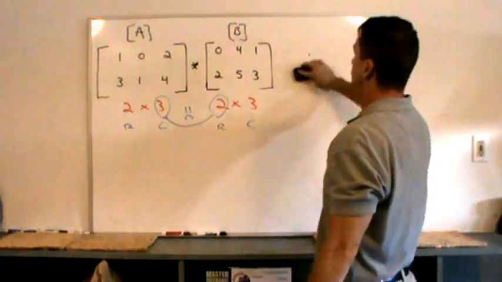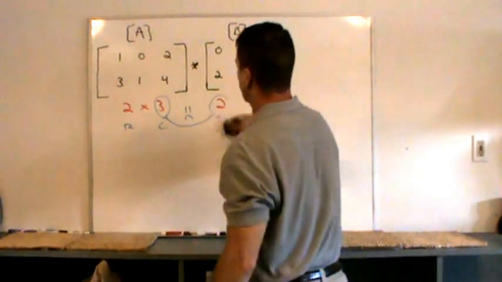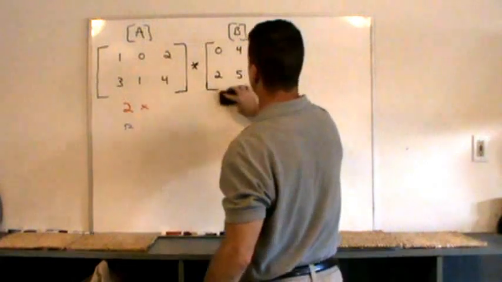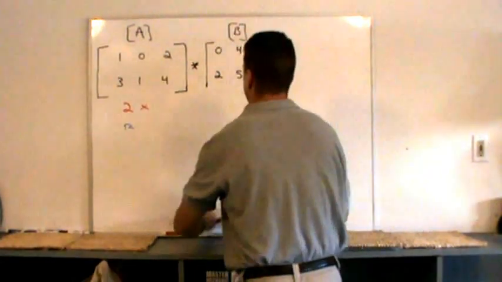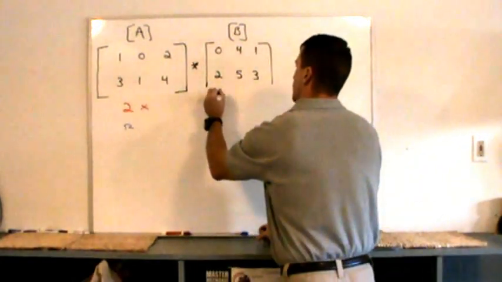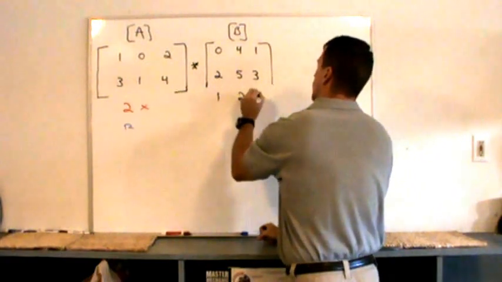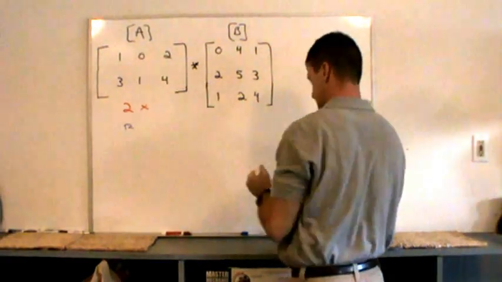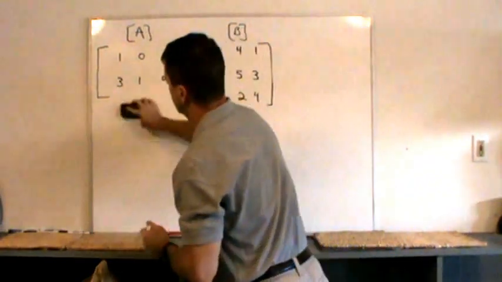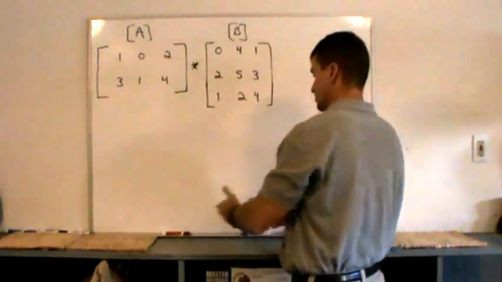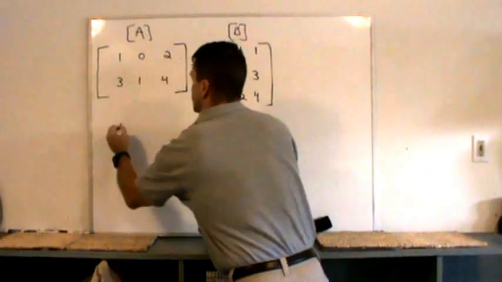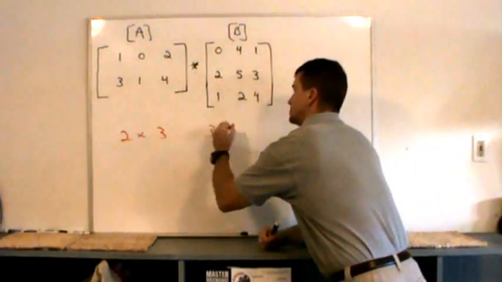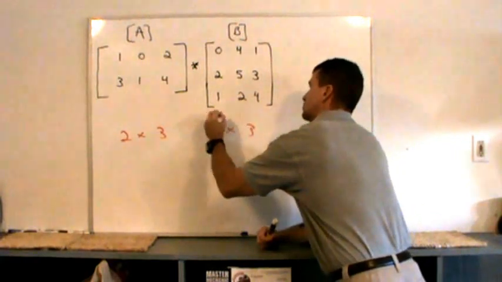So I'll make another example. Let's pretend matrix B had another row in here: 1, 2, 4. Now, matrix B is bigger. Let's look at the dimensions of these two matrices. This is a 2 by 3, 2 rows, 3 columns. This has 3 rows and 3 columns, right?